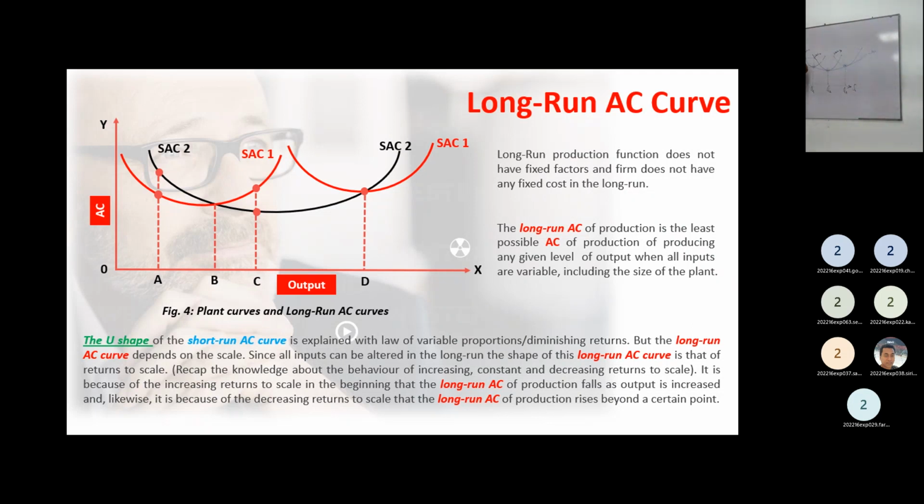Is it short run average cost 1 or short run average cost 2? It is 1. Why? Because for you to produce this much output, you have to incur this much cost. There is no need to incur this much. Clear? And let's consider this angle as well.